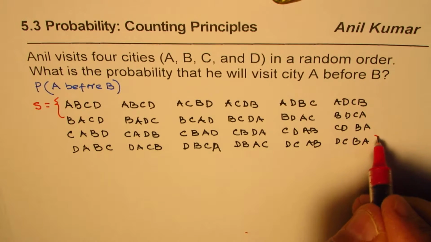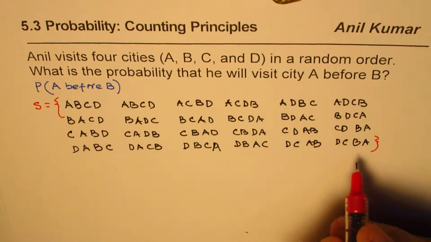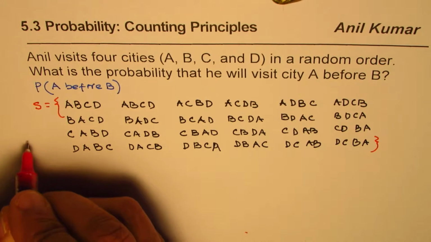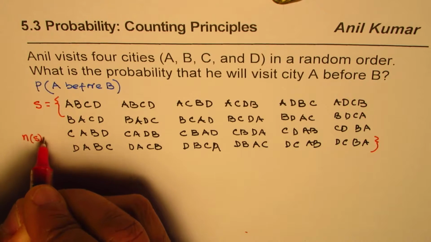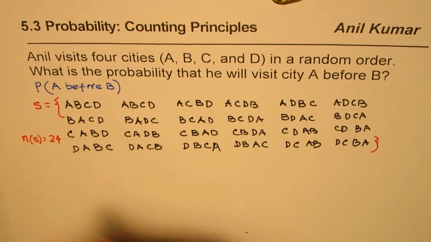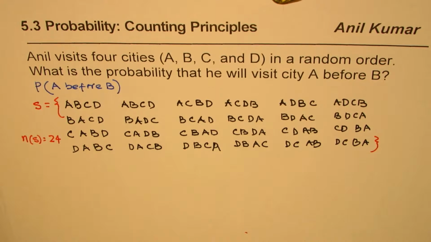If you count them, you get 6 times 4. So we have n(S) equals 24. So these are the total number of combinations in which these cities can be visited.